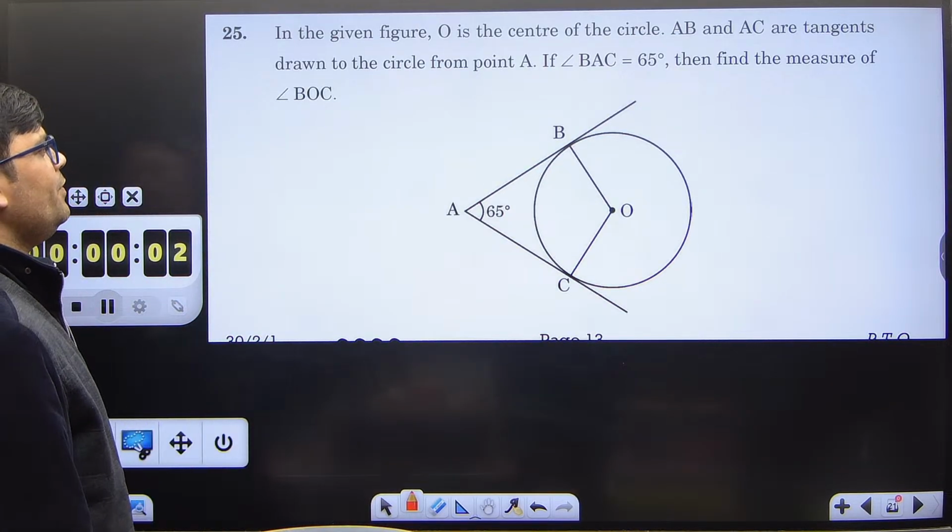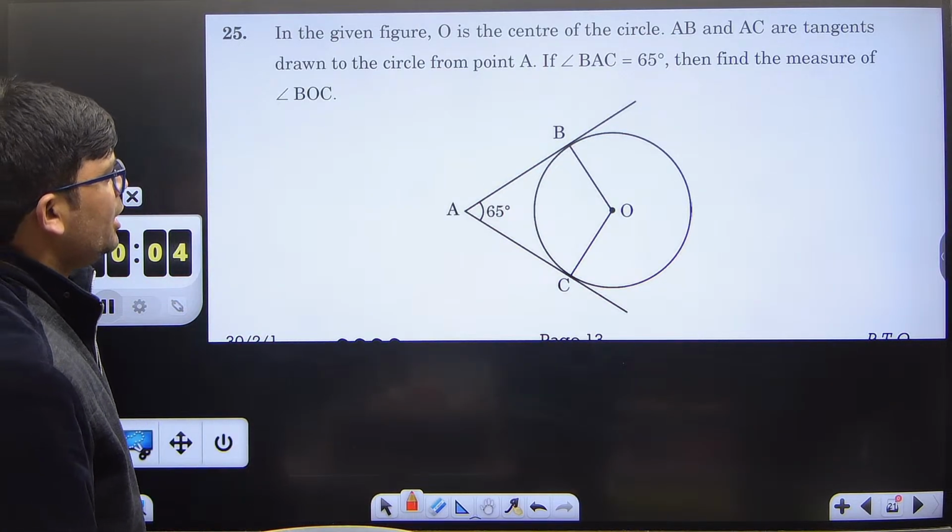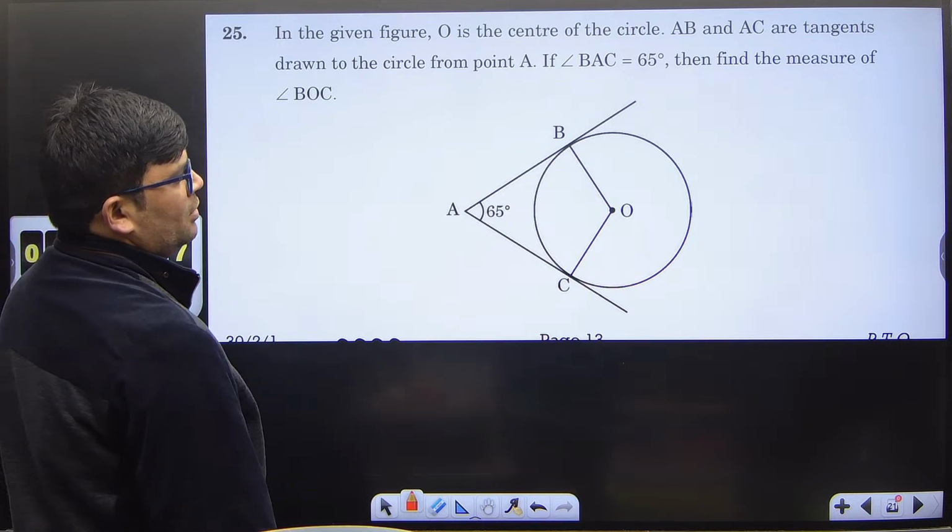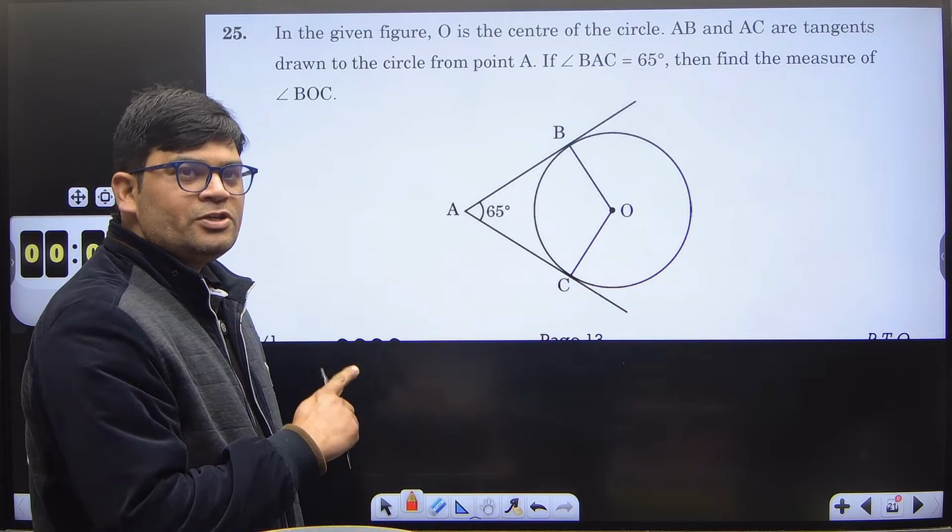Next question. In the given figure, O is the center of a circle. AB and AC are tangents. Find the measure of angle BOC. ये multiple choice question है. Tell me quickly.